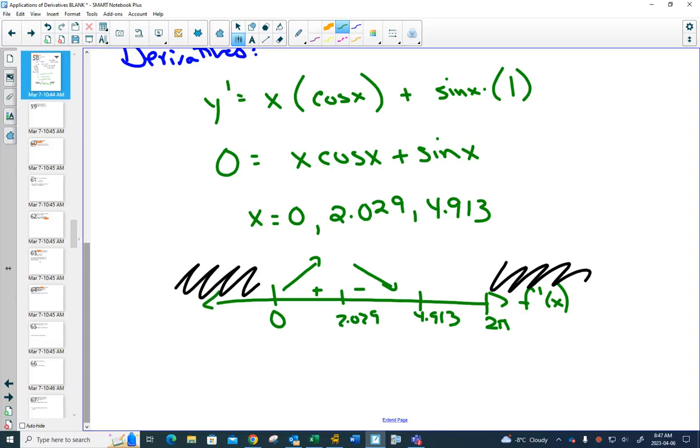And between 4.913 and 2 pi, I'd probably choose 3 pi over 2. And choosing 3 pi over 2, again, will make sine equal to -1. Cos equal to 0. So did I get -1 again?